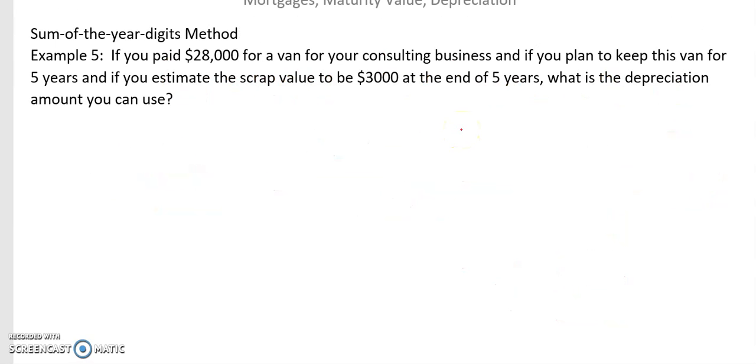So let's do the sum of the year digits method. So let's say you paid $28,000 for a van for your consulting business, and you want to keep this van for 5 years. You think the scrap value is 3,000, and what is the depreciation amount by year if you want to use the sum of the year digits method? So here we need to do something. We need to go by year, we need to go by the factor, and then we need to go by what is called a book value.